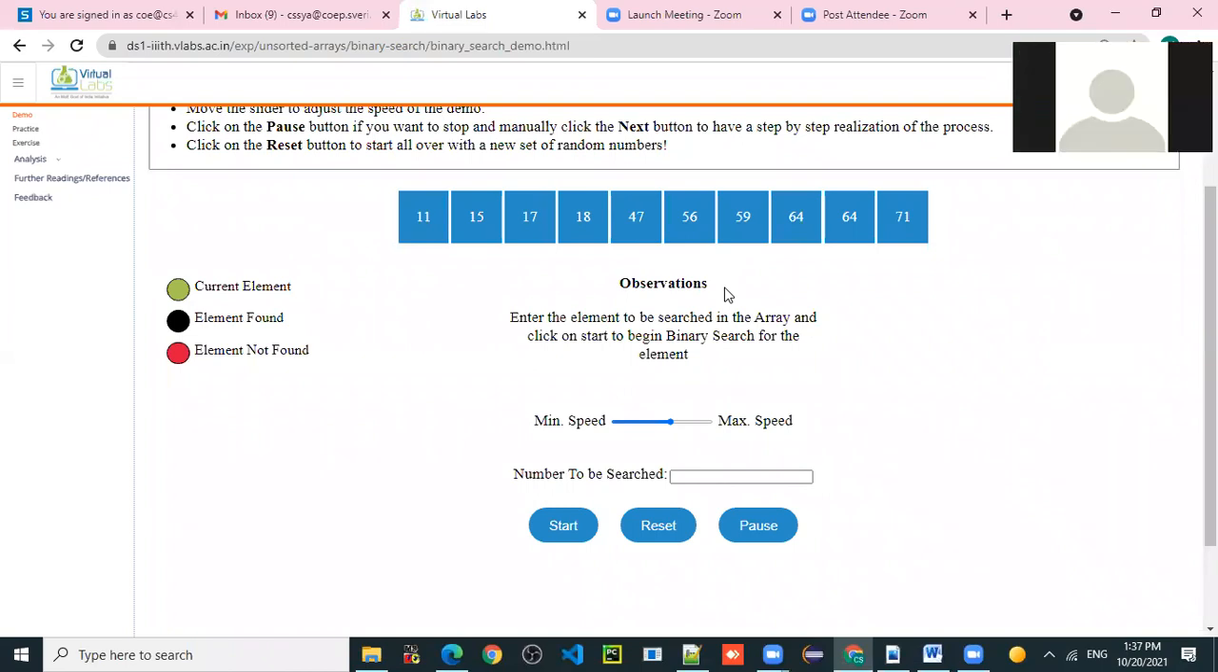Sorted order. Okay, the given list is in the sorted order, right? Now, we need to enter the element. Which element do you want to search? So tell me the element. If you are applying the searching on a sorted order, it means it is a binary search, right? So here, I'm entering.